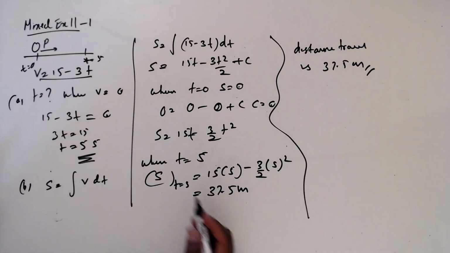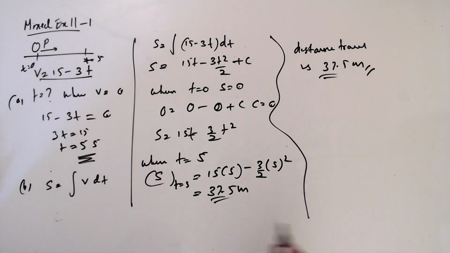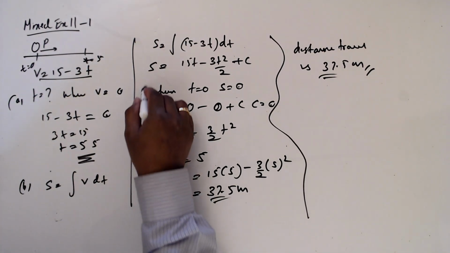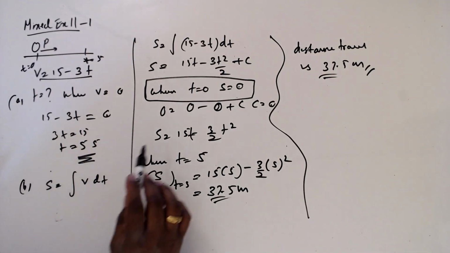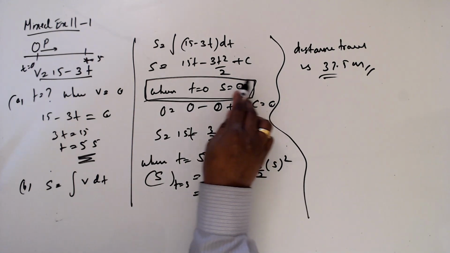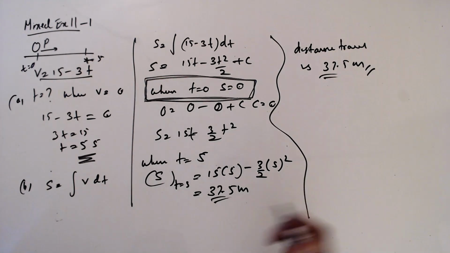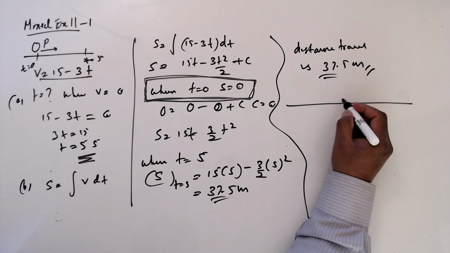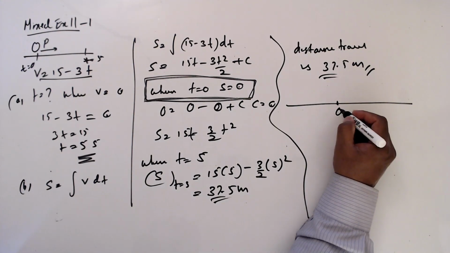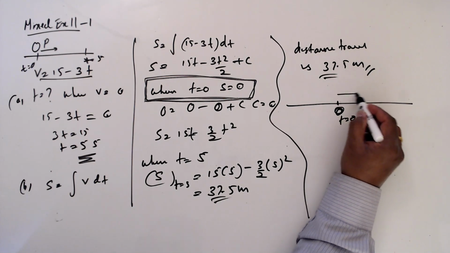Now this sum seems to be fine. The answer is correct. Everything is fine. But there's a small issue with this calculation. When t equals 0, s equals 0. Can you see this assumption anywhere? Well, assume we can start monitoring this particle. This is the origin. So when t equals 0, this is the origin. We can start from here.